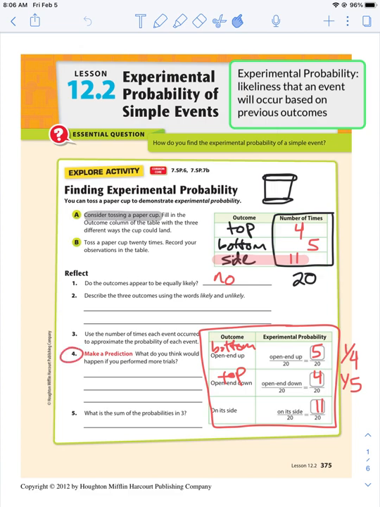All right, so now we're on number 4, make a prediction. What do you think would happen if you performed more trials? Well, it would probably land on its side about half the times, like it did here. And then it would land on its top or bottom probably about 1/4 of the times, like it did here. And what is the sum of the probabilities in number 3? Well, if we add up 5/20ths, 4/20ths, and 11/20ths, we should get 20/20ths. Which makes sense. If you have all of your outcomes, the probability of each outcome happening should add up to 1 or 100%, because that covers all possible outcomes.